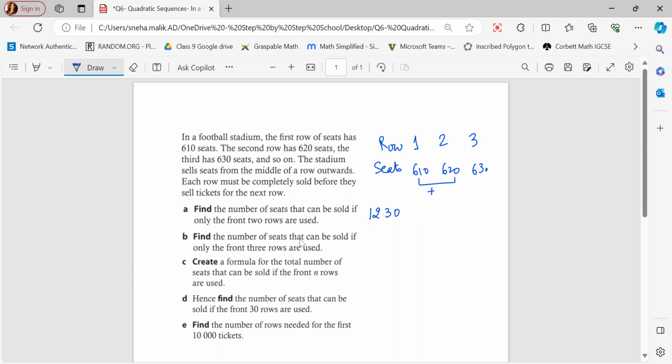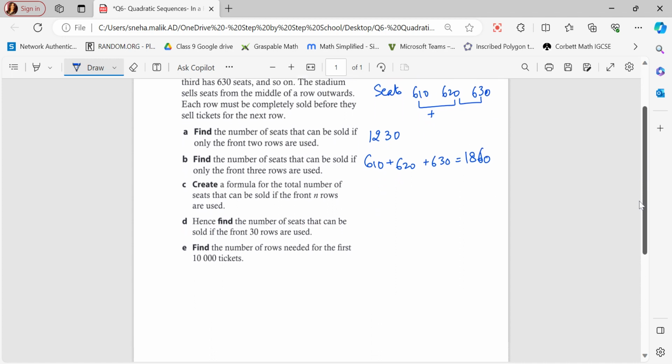Second, find the number of seats that can be sold if only the front three rows are sold. That means I need to add the first three terms of this sequence. So basically, we have reached sequences. For the first three rows, I just add 630 to 1230, or I can add 610 plus 620 plus 630, and this sum comes out to be 1860. These are the two answers.